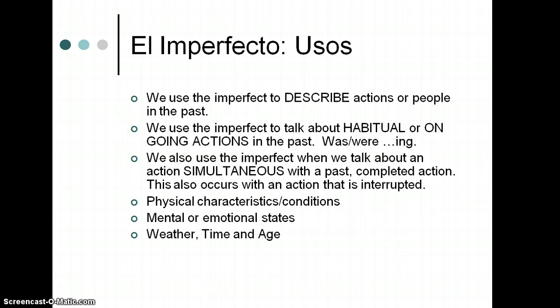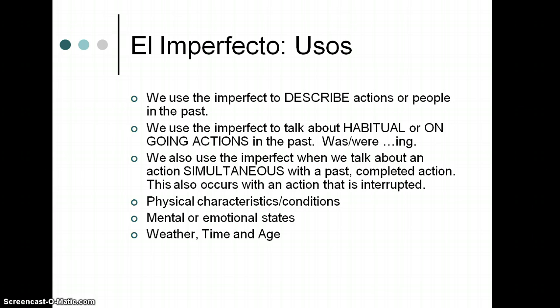So, speaking of the imperfect, let's talk about los usos del imperfecto. We use the imperfect to describe actions or people in the past. So, descriptions are generally in the imperfect. If I'm talking about what color the car was, for example, that arrived. If I want to talk about the weather, like I just mentioned. If I want to describe the driver, those are all going to be done in the imperfect.